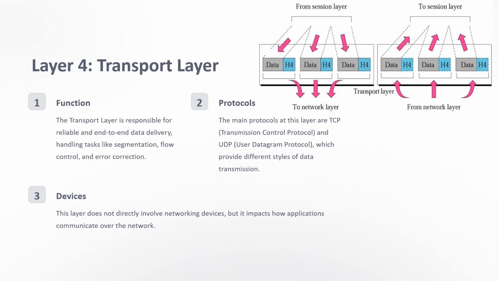The main function is that it ensures data is delivered accurately and in the same order. So we can say that in the transport layer, data is transmitted. Its responsibility is to ensure that data is transmitted reliably and efficiently. It acts as a bridge between the application layer above it and the network layer below it.